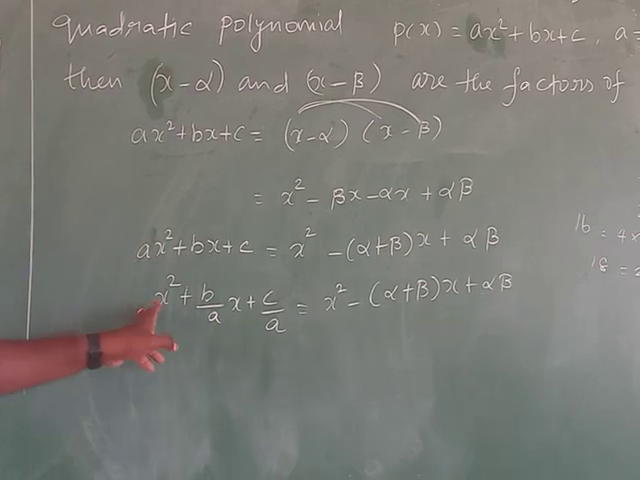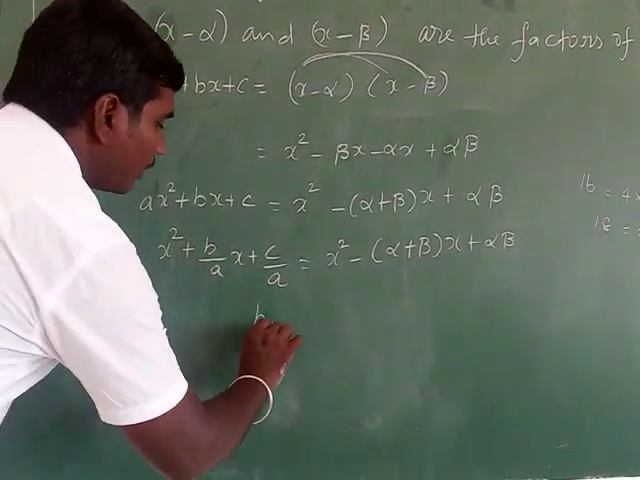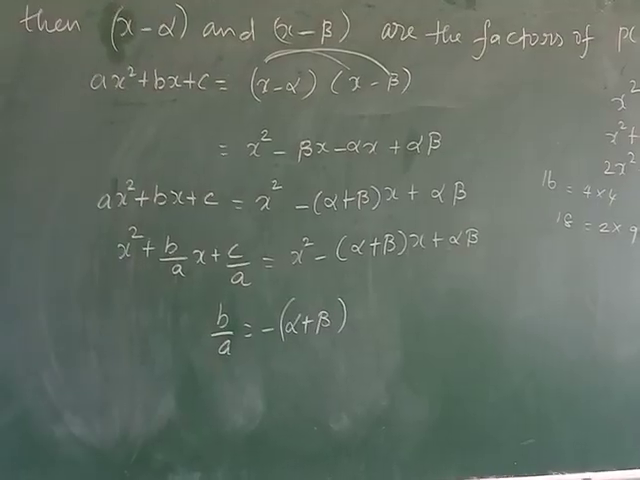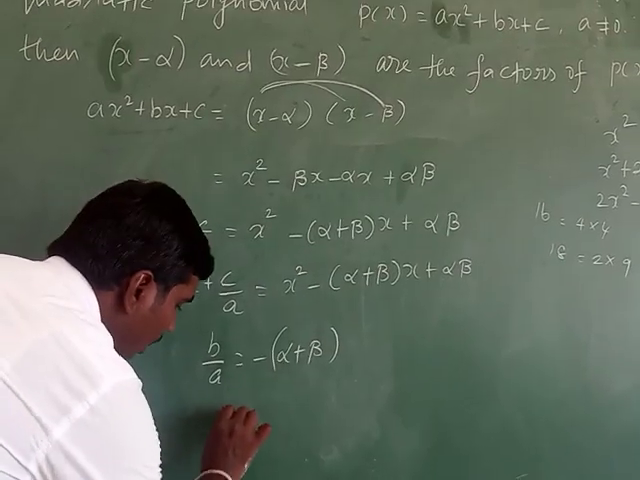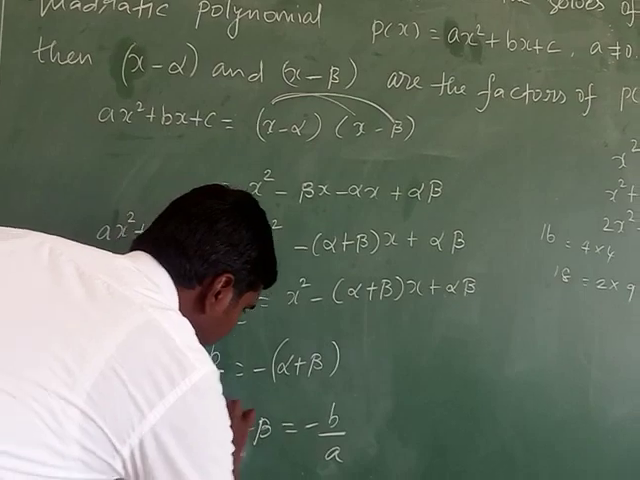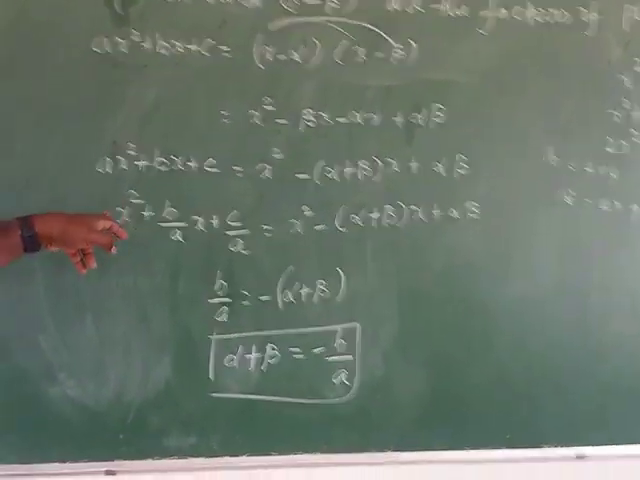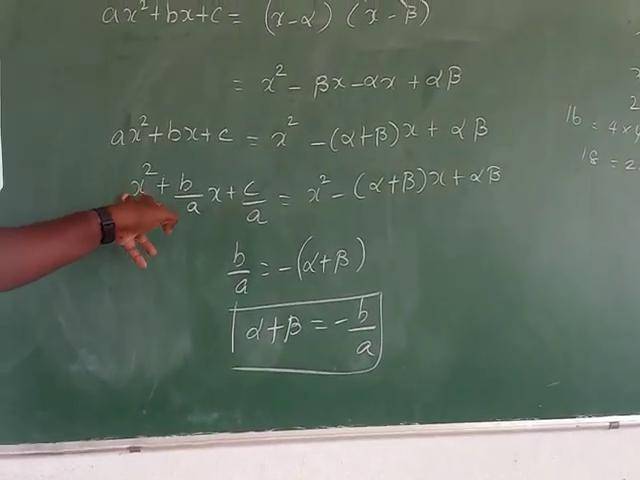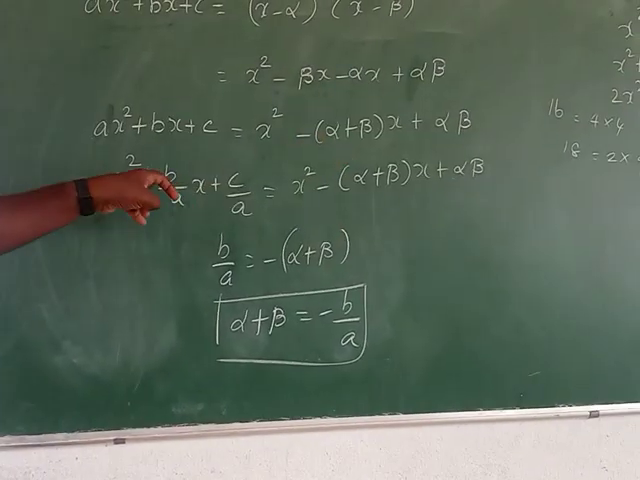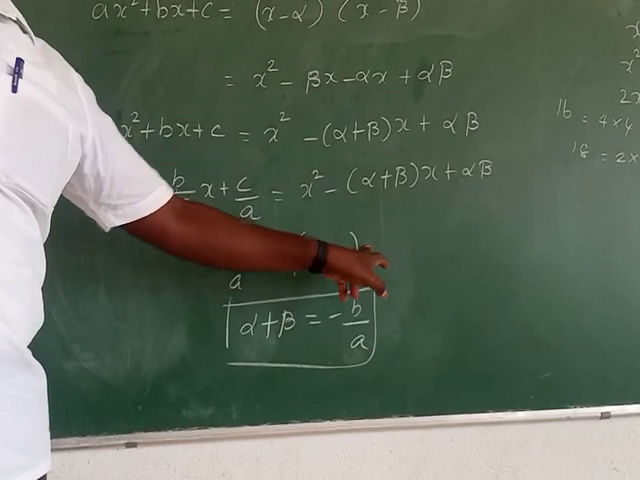Now you compare the x square term and the x term. b by a is equal to minus alpha plus beta, so alpha plus beta is equal to minus b by a. It is one relation. You compare the coefficients. What is the coefficient? You take the x square term, then the x term: here b by a, and here minus half alpha plus beta.